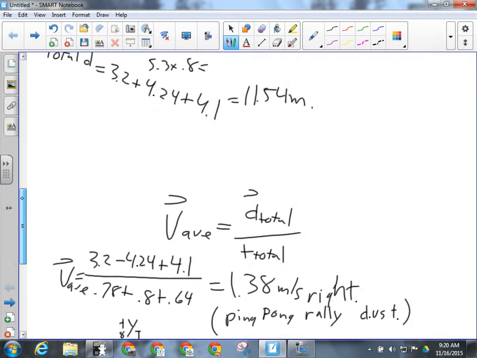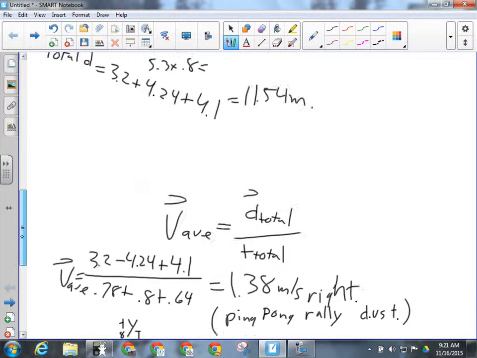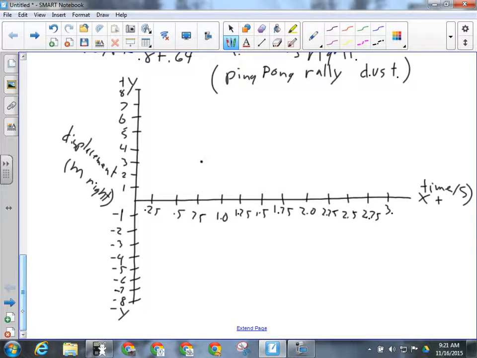And then in the second part, okay, we went 4.24 meters to the left, and we did that in 0.8 seconds. All right, so I need to go 0.8 seconds along here. Where is my next stop at?